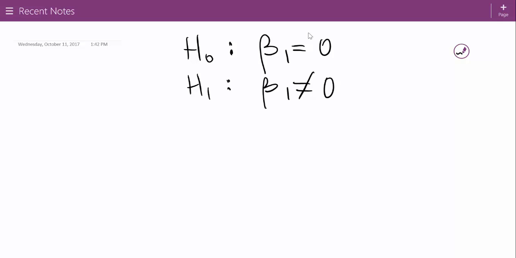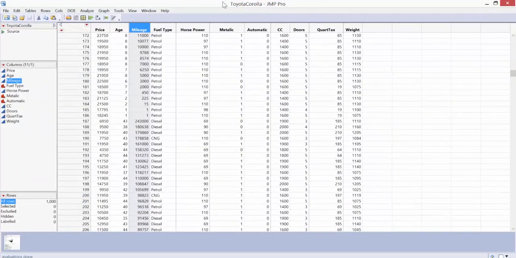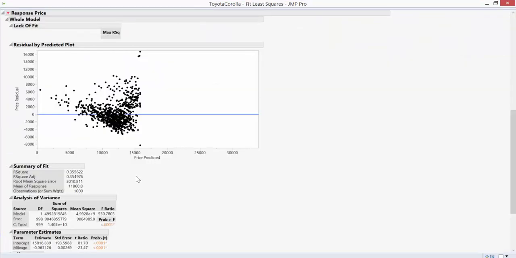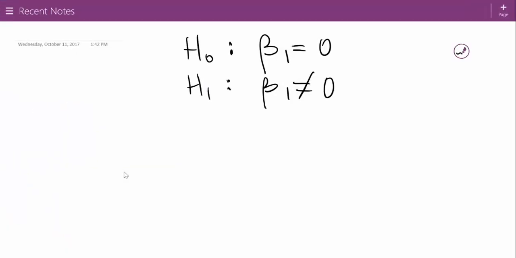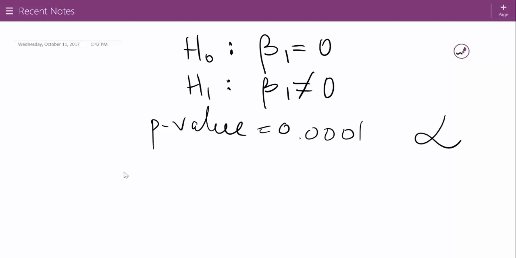So in order to test this hypothesis, I need the p-value, right? Just like what Michael told me. Hypothesis testing means you have to have a p-value. Where is the p-value? Well, let's go back to our analysis. The part of the analysis that I'm looking at is right here, parameter estimates, okay? You see that one? Intercept, numerical value, mileage, numerical value, and at the end, there is a probability greater than absolute value of t. That's a p-value right there, okay? So my p-value is 0.0001, ladies and gents. Okay, so let's go back here. P-value 0.0001. Does it matter against what alpha I compare that?